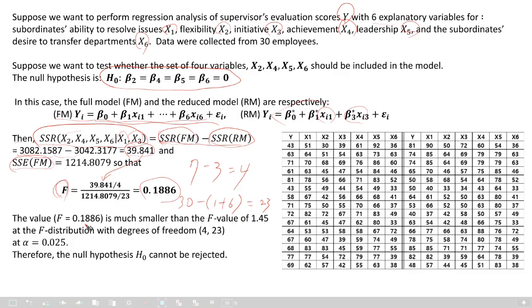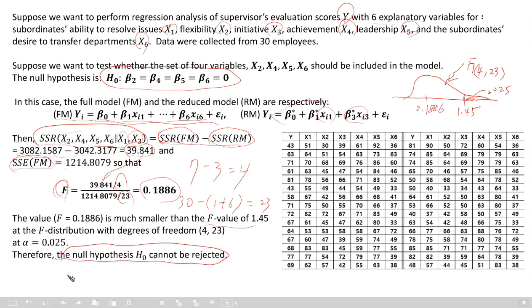The F value 0.1886 is much smaller than the F value of 1.45 for the F distribution with degrees of freedom 4 and 23. The tail area is 0.025, a small area, and the value is 1.45. Understand that? The F value 1.45 is at alpha equal to 0.025. But the value of the test statistic is 0.1886. So you cannot reject the null hypothesis, right? Okay. I think you may understand this simple example.